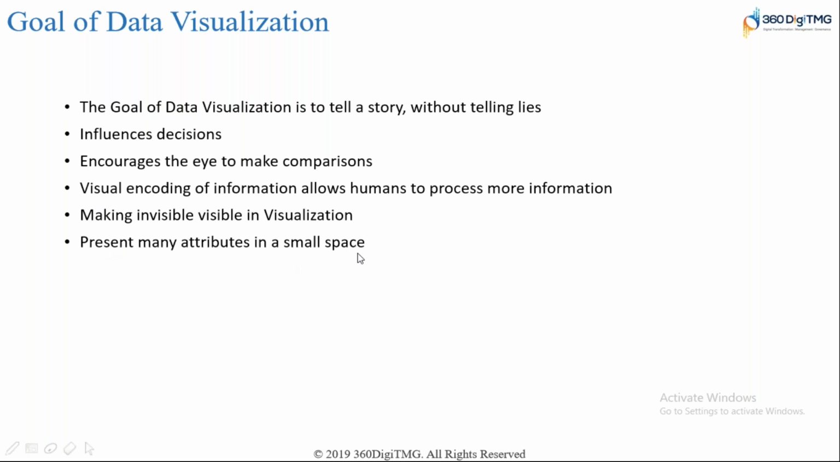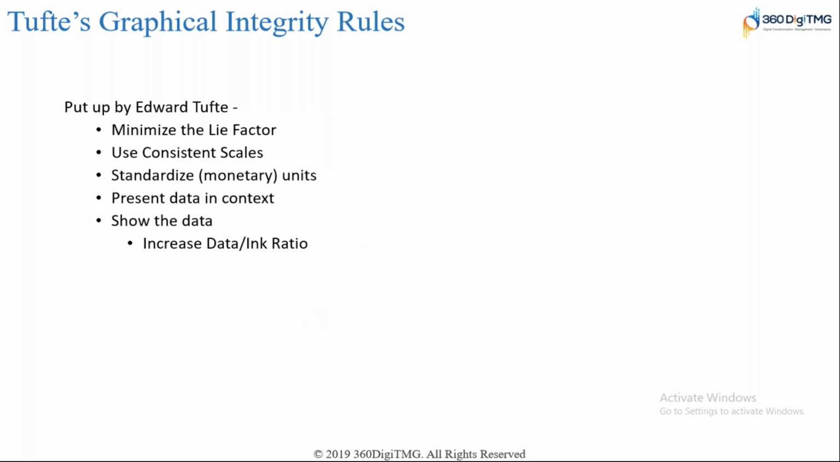Present many attributes in a small space, which is also called as maintaining a very good data ink ratio. In the given limited space, with a very small graph, you should tell your entire story, and that too so effectively that people should be able to take a decision using that data. Again, we will see this when we start doing the hands-on.